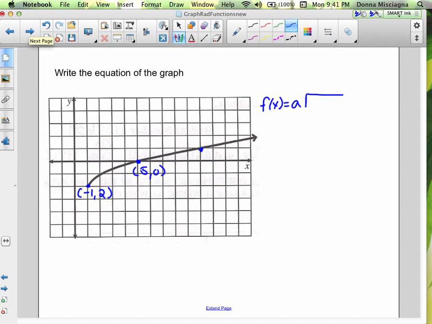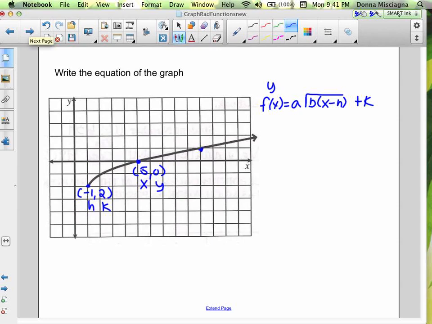So a times the square root of b times x minus h. There we go, plus k. All right, so now we need to plug in, and of course f of x is the same as y, right? So we have, this is our xy, a lovely pair of points, and this is our hk.